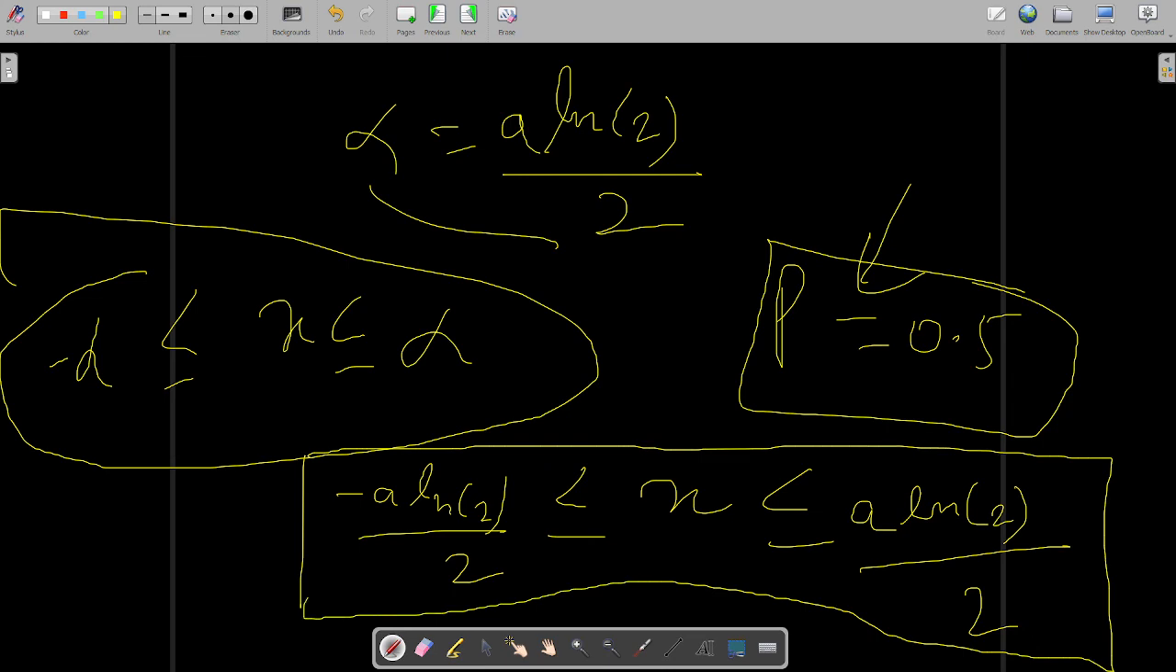Clearly you got this thing, right? So that's what was asked in the question: find the value of alpha so that the probability of finding the particle in the above range is 0.5. So your range is there, and your probability is 0.5 for alpha equal to a ln 2 by 2. So this is all for today's class, and this is how the 2018 year PYQ was to be solved.